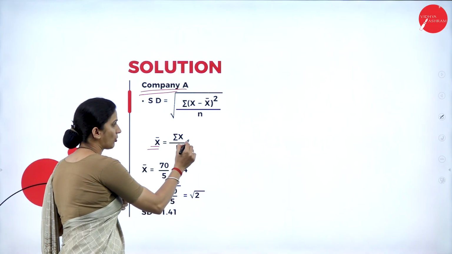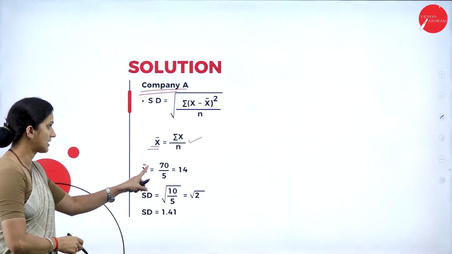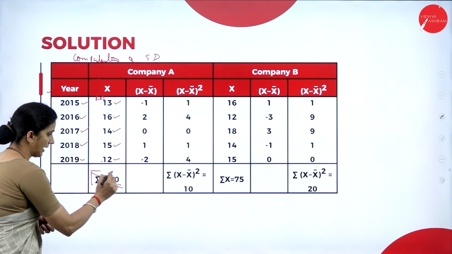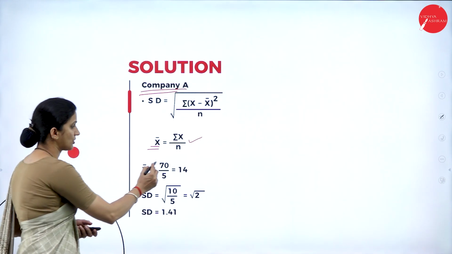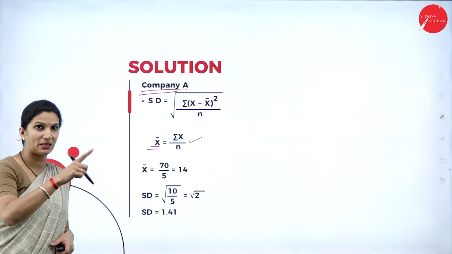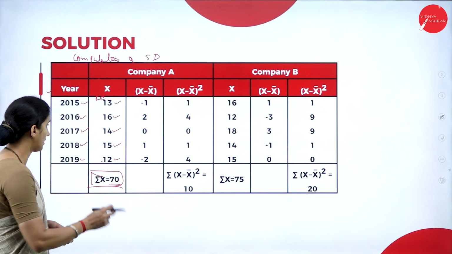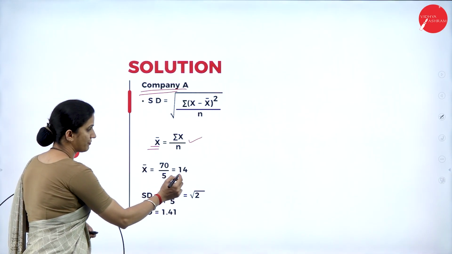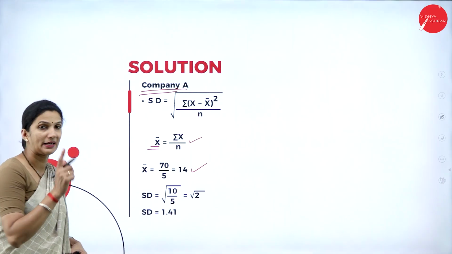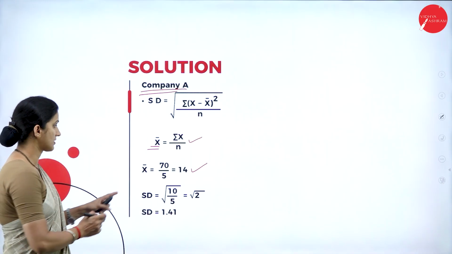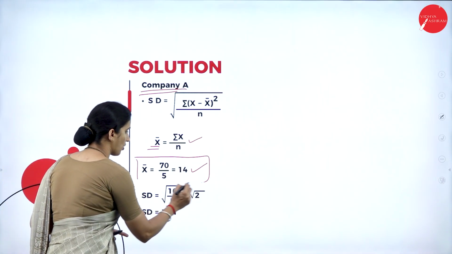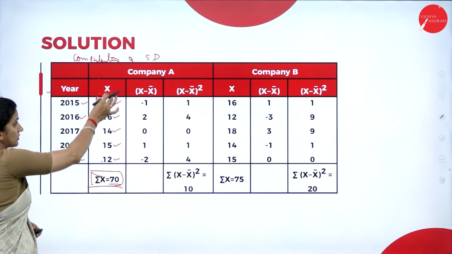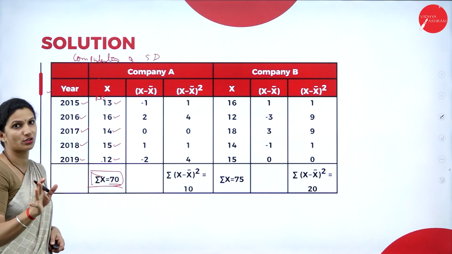So now we'll calculate what is X bar first. So sigma X divided by N. So here we have got sigma X, that is 70. So the 70 divided by N. N means it is the number of years. So here we have 5 years. So X bar is equal to 70 divided by 5. So your arithmetic mean is 14. So this is the first step, calculation of arithmetic mean or the X bar. Simply your total sigma X divided by N, you have got the X bar.